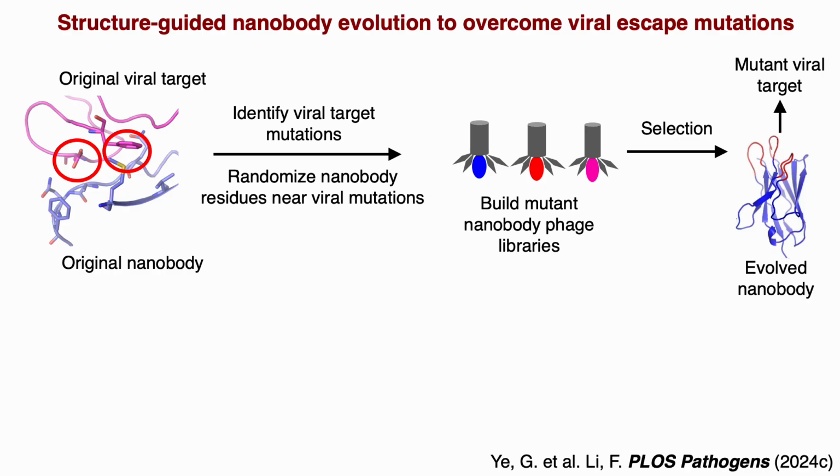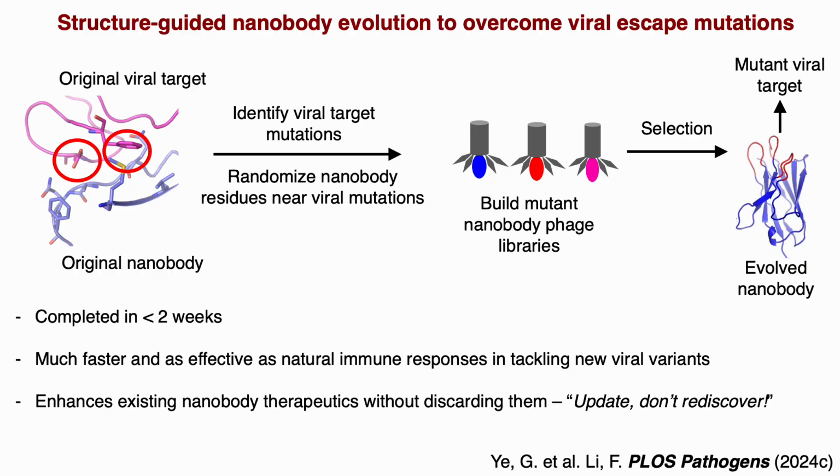We then completely randomize these selected nanobody residues and build a phage library that displays all of these mutant nanobodies. We then select those mutant nanobodies that bind to the mutant viral target with high affinity. The whole process can be completed in less than 2 weeks. It is much faster and just as effective as natural immune responses in tackling new viral variants.